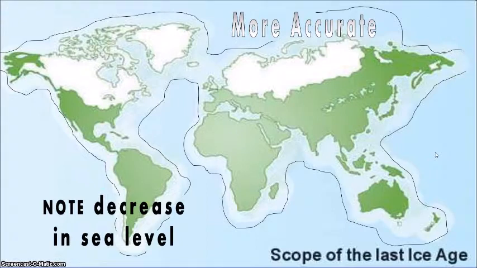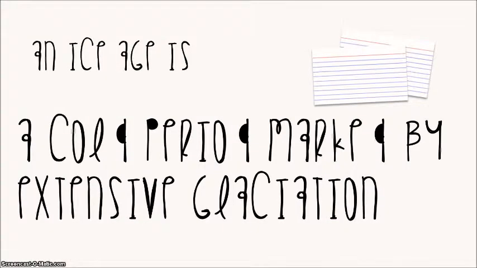The phenomena, like the ice sheets, were changing the surface of the earth. They were carving it out, forming lakes, changing the paths of rivers, eroding the land, depositing sand, huge boulders, gravel, all along the glacier's path. So an ice age is a cold period marked by extensive glaciation. That's what an ice age is. It's a cold time in the climate, and there's a lot of ice during that time.